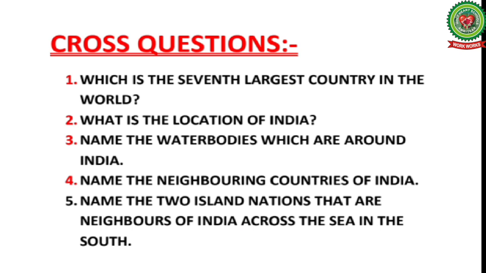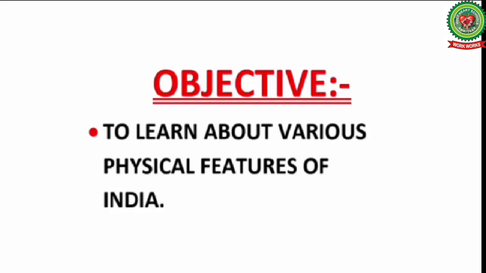So our first question is, which is the 7th largest country in the world? Second, what is the location of India? Third, name the water bodies which are around India. Fourth, name the neighboring countries of India. And the last, name the two island nations that are neighbors of India across the sea in the south.